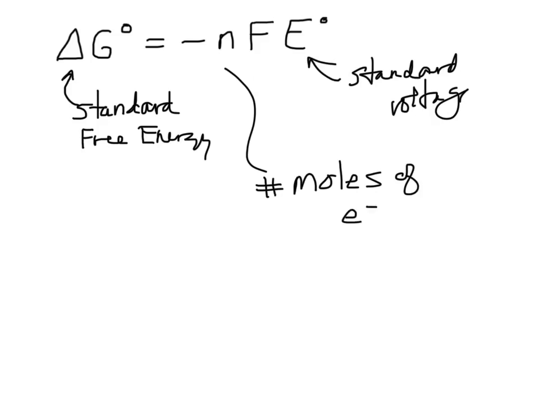So what you have to do is write your two half reactions and balance the electrons and see how many electrons are being transferred, how many are being produced in the oxidation and then used up in the reduction. I'll show you how to do that. It's not too hard. F is called Faraday's constant. It's just a constant. I'll give it to you. You don't have to memorize it.